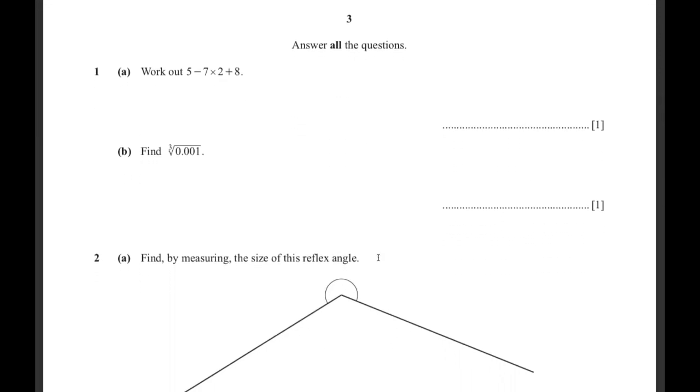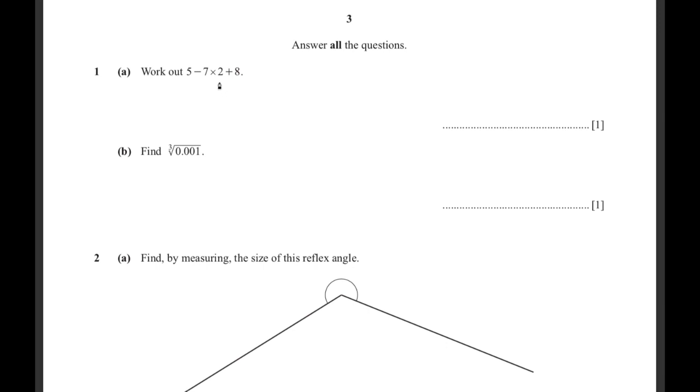Question 1. Work out 5 minus 7 times 2 plus 8. This is an order of operations question, working with BIDMAS or PEMDAS, which tells you which one to do first. With this question, have a think. Which operation do you do first? The minus, the times, or the plus?